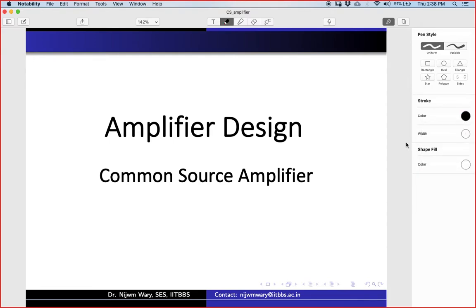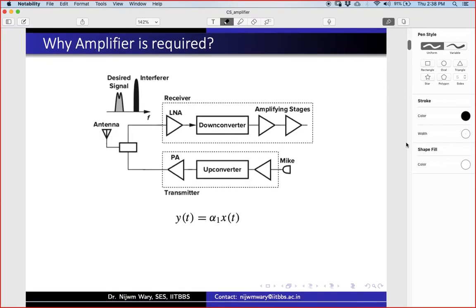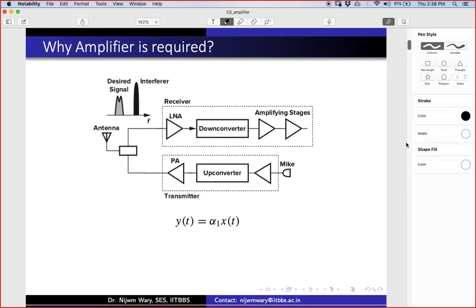We assume that, but what happens? It becomes very significant when it comes to the VLSI implementation. Right. So first question is, why do we basically need an amplifier? So amplifier is required everywhere.